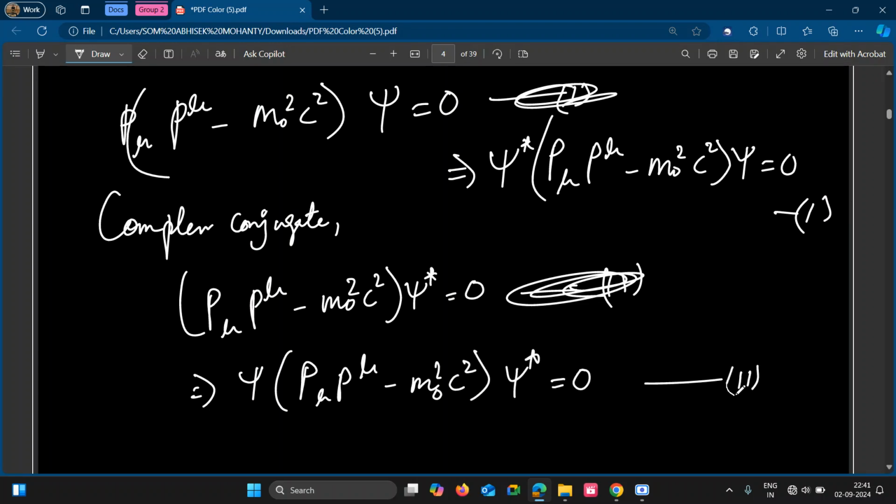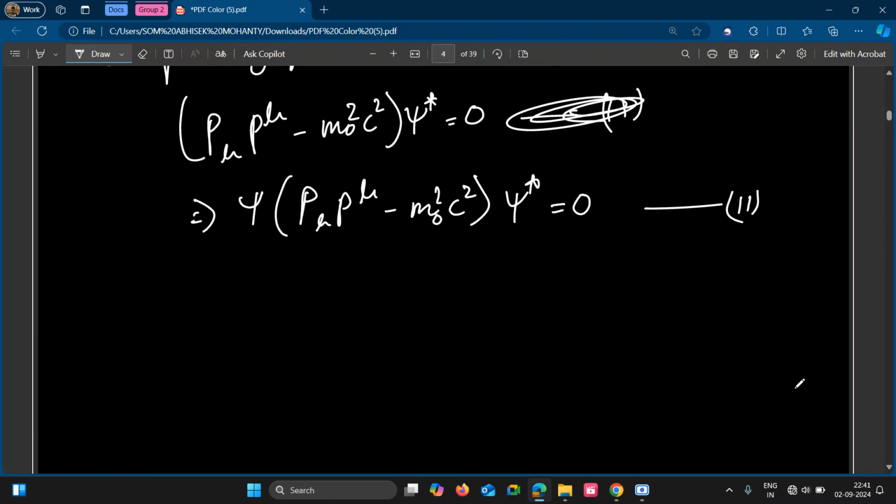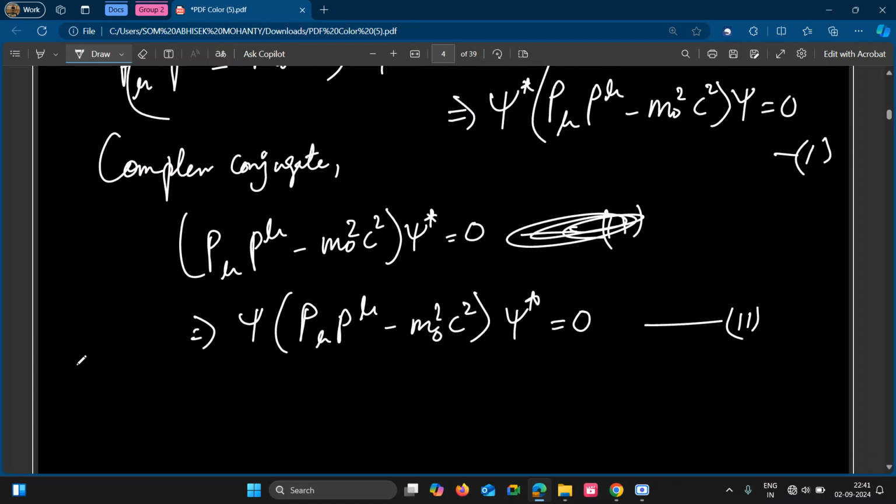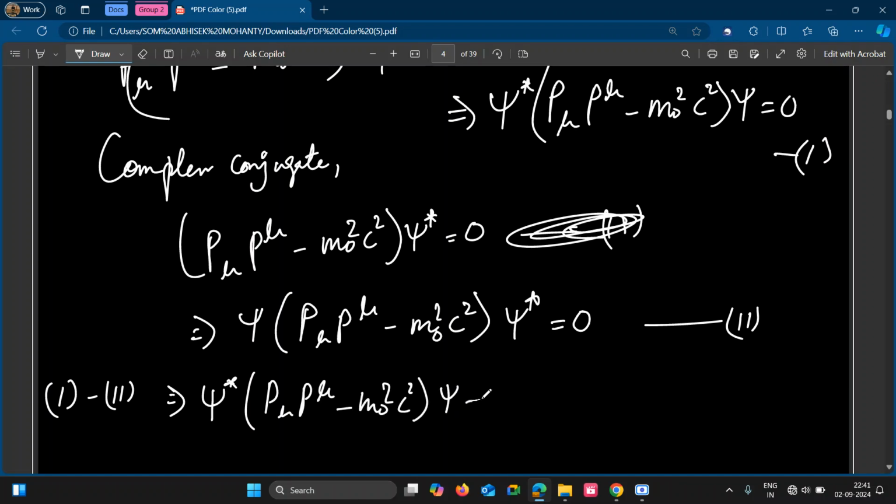This is equation 2. Now what will I do? I will just subtract them. Okay, I will just subtract these two equations. Subtracting 1 and 2, what will I get? Psi star (p mu minus m naught square c square) psi minus psi (p mu minus m naught square c square) psi star is equal to 0.